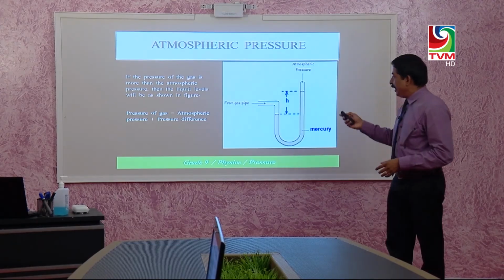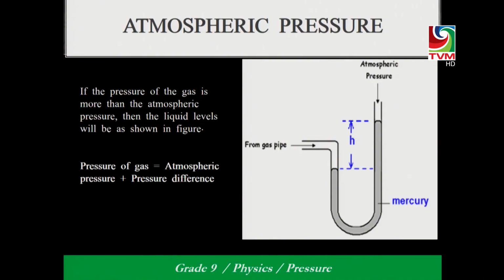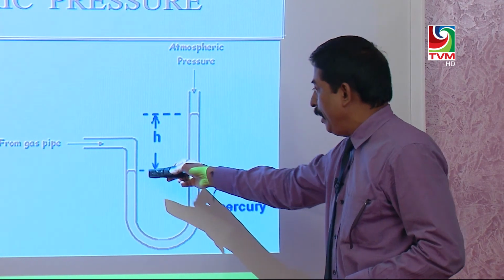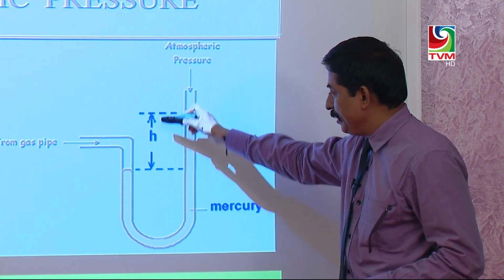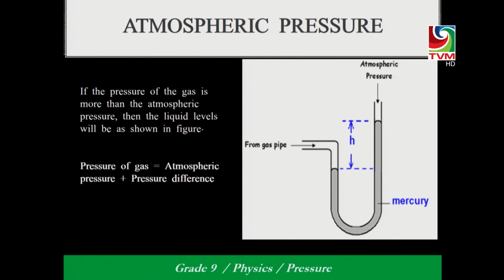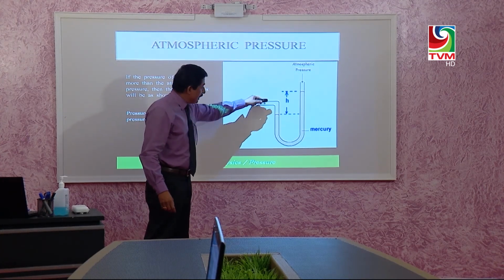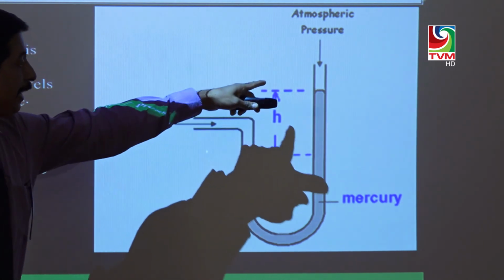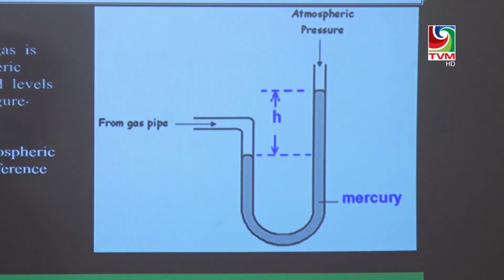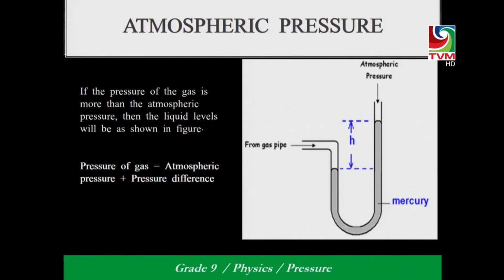Next, we are connecting another gas supply. When you connect another gas supply, look at the level. On this side the mercury level goes down and on this side the mercury rises up. So, there is a difference in height h. This height gives the pressure difference. Here the pressure of the gas is higher because the mercury level goes down. The pressure of the gas is higher than the atmospheric pressure. The gas pressure is h centimeter of mercury higher than the atmospheric pressure.